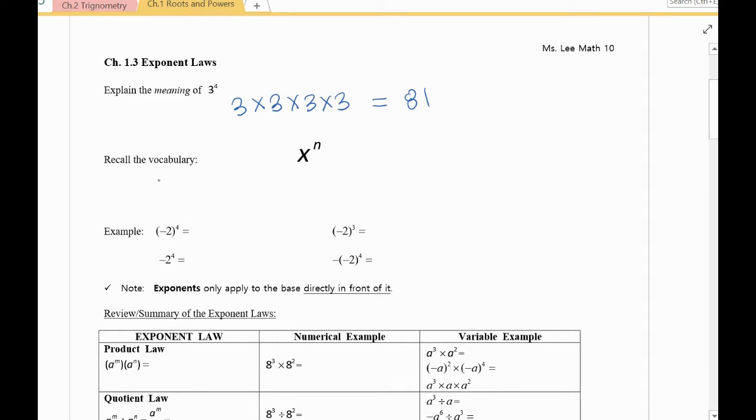So recall the vocab x to the power of n. This is called base, and n, this is called exponent.